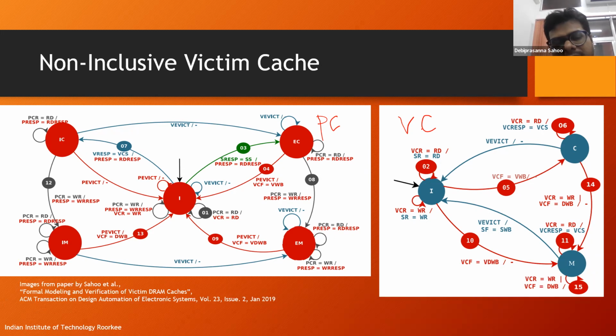Now, we discussed the inclusiveness, exclusiveness, and non-inclusiveness properties. In this particular victim cache design, we are considering a non-inclusive victim cache. That means that some lines can be inclusive and some lines can be exclusive.